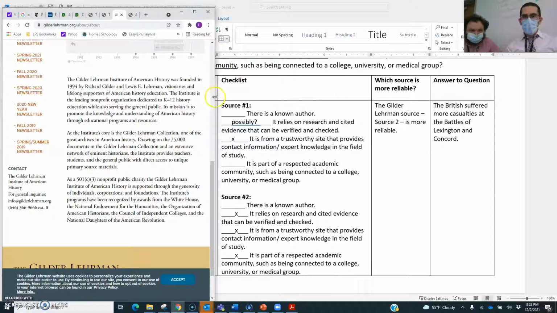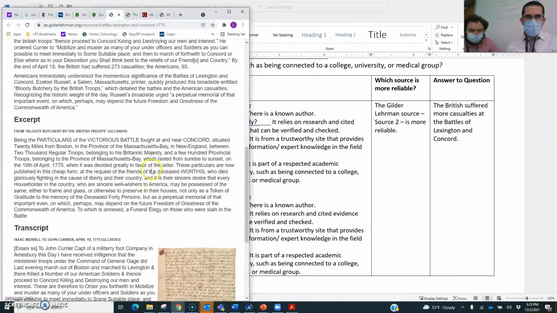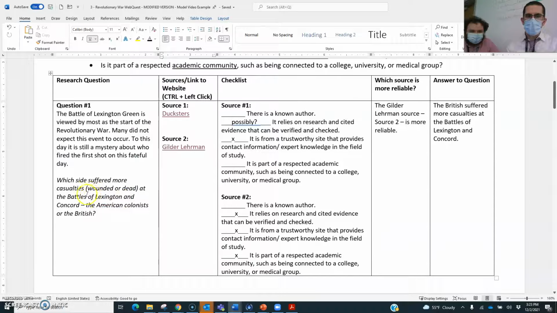All right, so now if I go back to the reading about the battles of Lexington and Concord, I can see it says by the end of April 19th, the British had suffered 273 casualties and the Americans had suffered 93. So to go back to our question of which side suffered more casualties at the battles of Lexington and Concord, the American colonists or the British? The answer is that the British suffered more casualties.